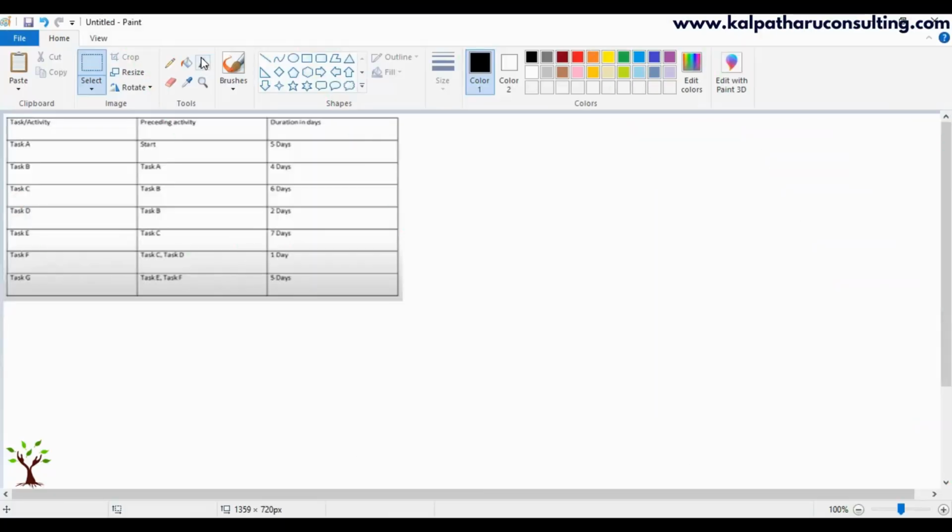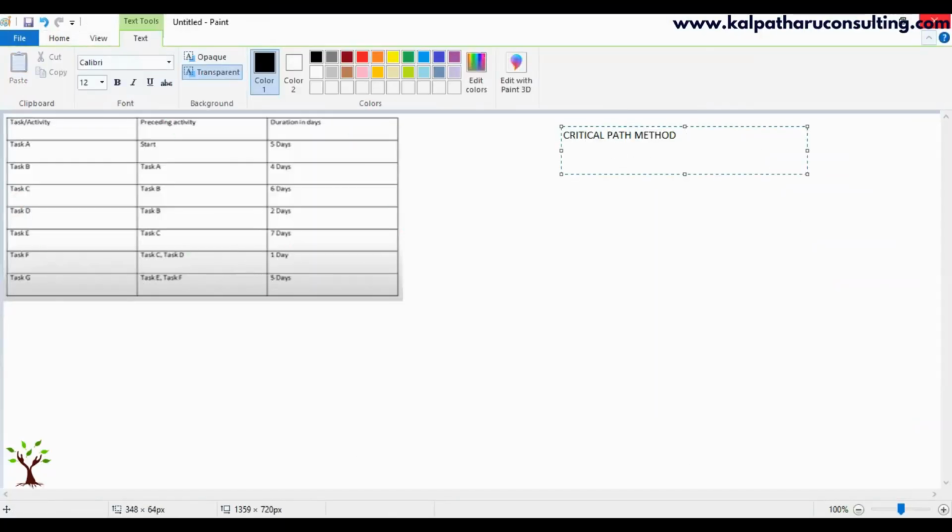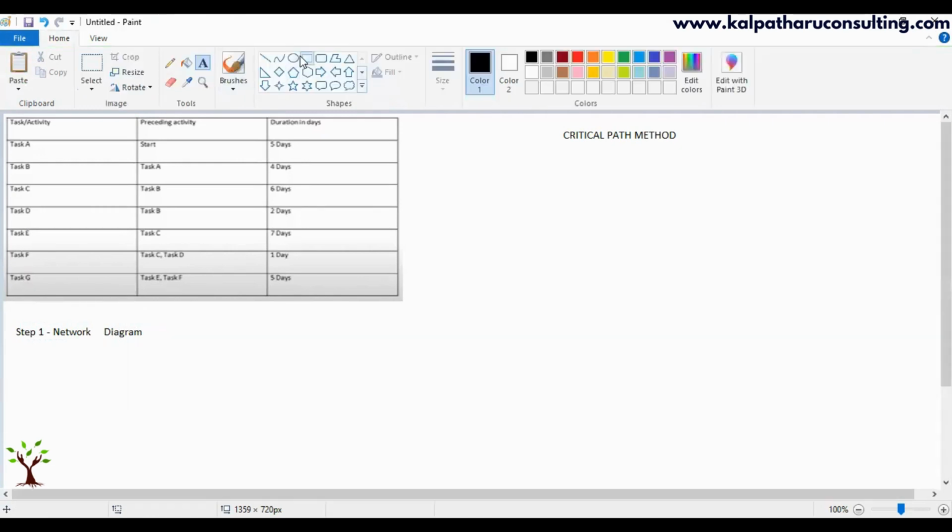We will look into the critical path method. So step 1, we are going to do the network diagram. Every activity would be presented in a rectangle, which we call a node. Let me draw that. An activity is being represented as a rectangle and we call it a node.